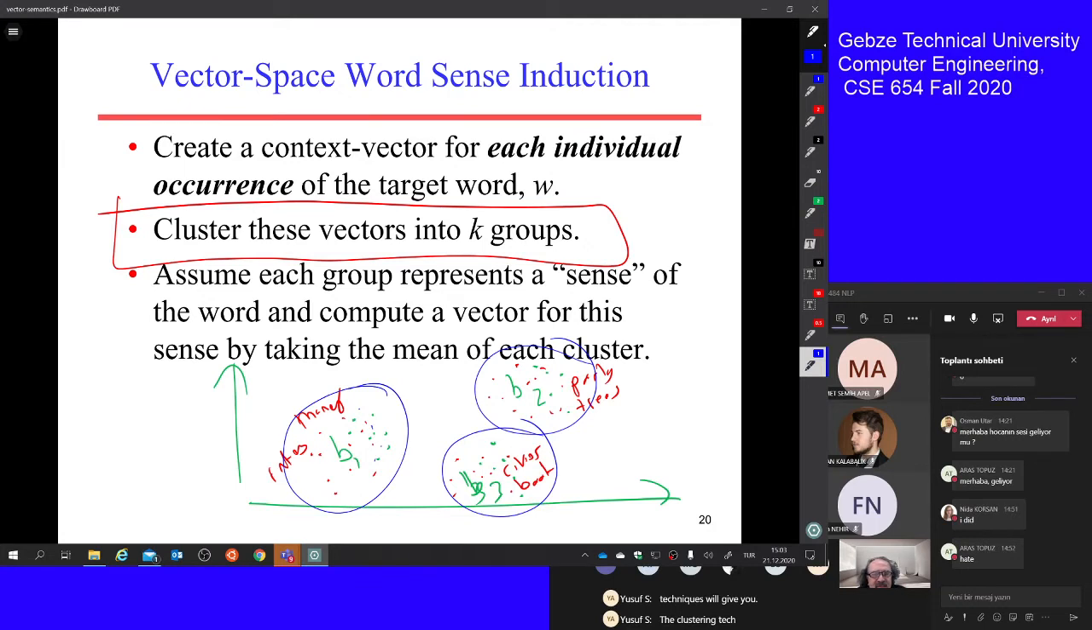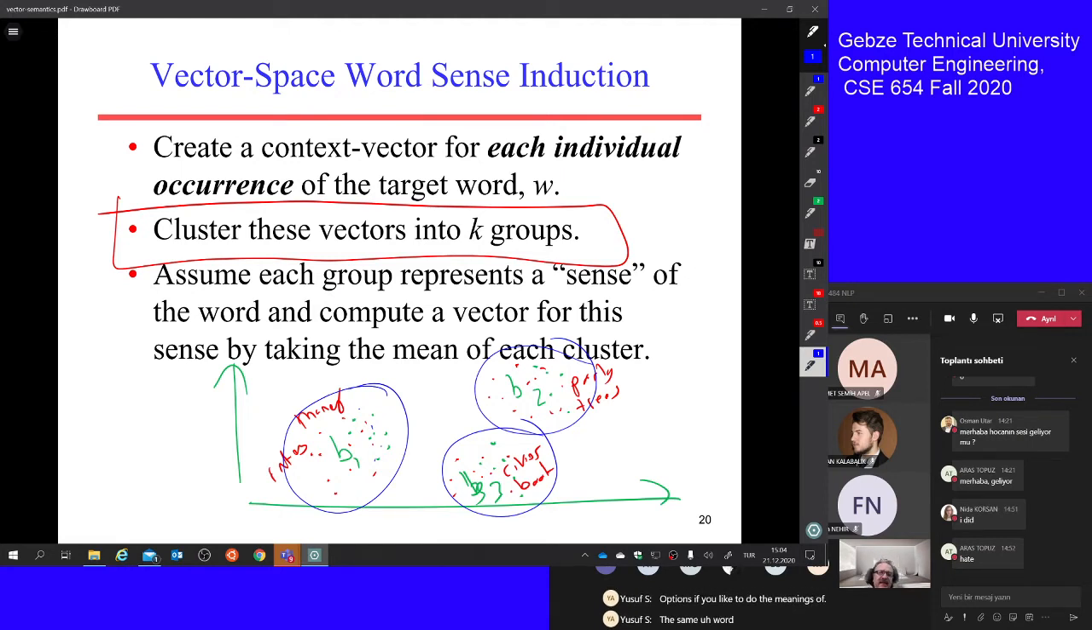The clustering techniques will give you how good the clustering is. If 3 is not good, let's try 2. If 2 is not good, let's try 4. Let's try 5, and that will give you the most plausible number k. So you are not out of options if you like to do the meanings of the same word.